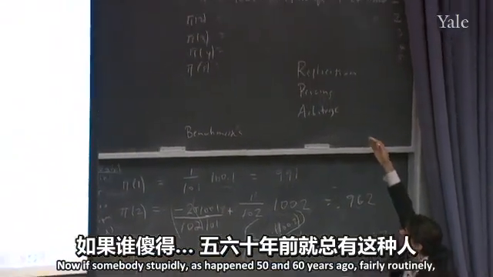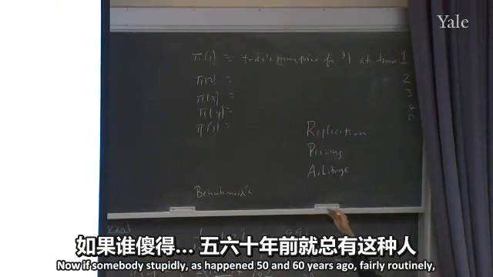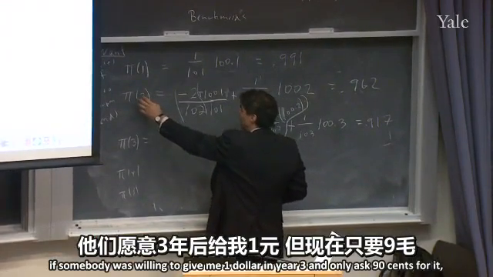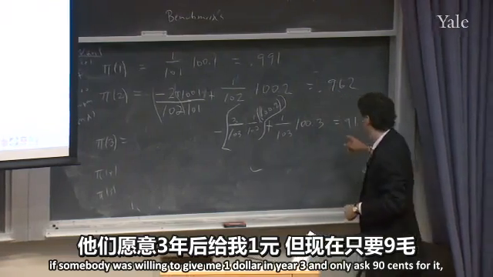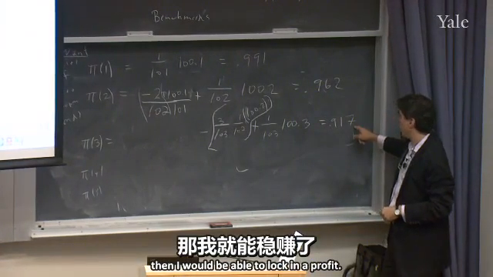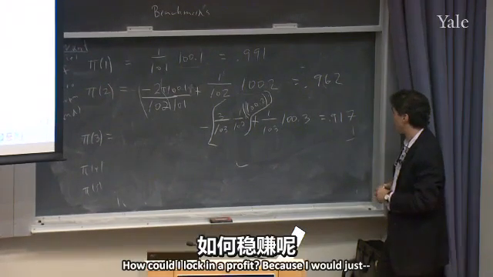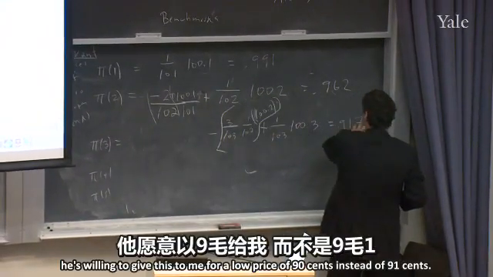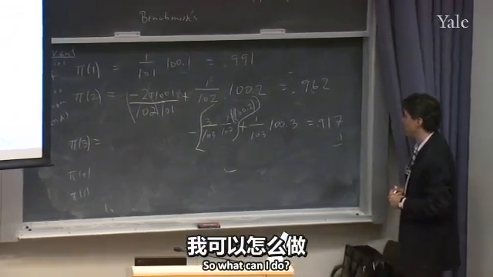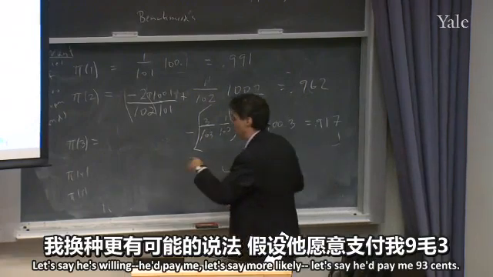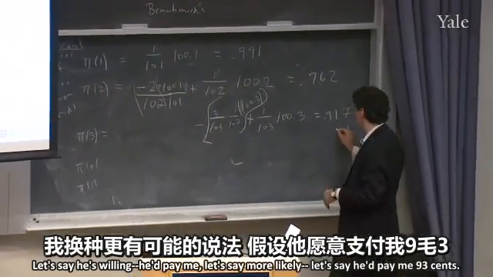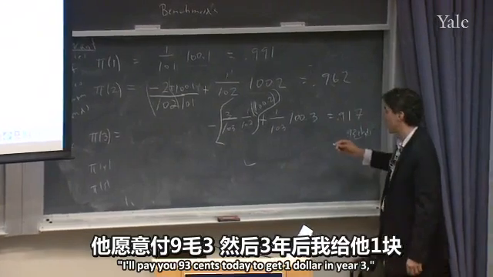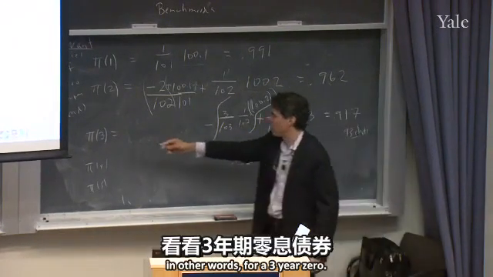Now, if somebody stupidly, as happened 50 and 60 years ago fairly routinely, was willing to give me $1 in year 3 and only asked 90 cents for it, then I would be able to lock in a profit. How could I lock in a profit? Let's say, more likely, some guy came to me, I'm the banker, and he says, I'll pay you 93 cents today to get $1 in year 3. In other words, for a 3-year zero.